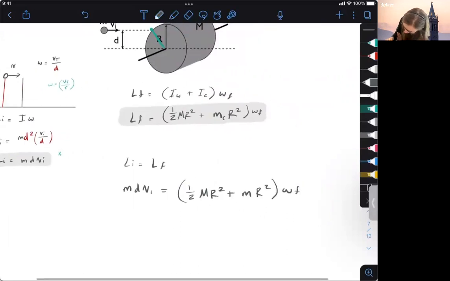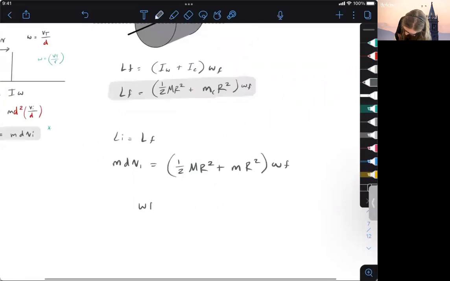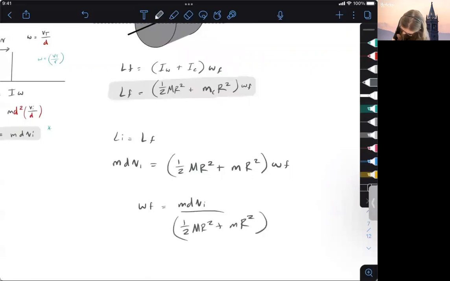Okay. So wf is equal to mdvi, divided by, and if I just pull out the r's, because I think they both have an r squared term, so I'll just leave it like this. I don't think it really matters. 1/2 mr squared plus mr squared, right? And that's our final answer.